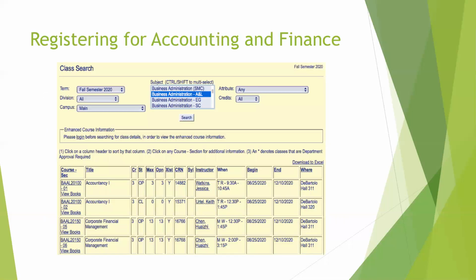In terms of registering for accounting and finance, there can be common issues associated with this. The reason for this is because you won't be registering under the ACCT or FIN headings. You'll be enrolling under Business Administration-A&L. So the course numbers for the declared business econ minors are BAAL 20100 for accountancy and BAAL 20150 for corporate finance.